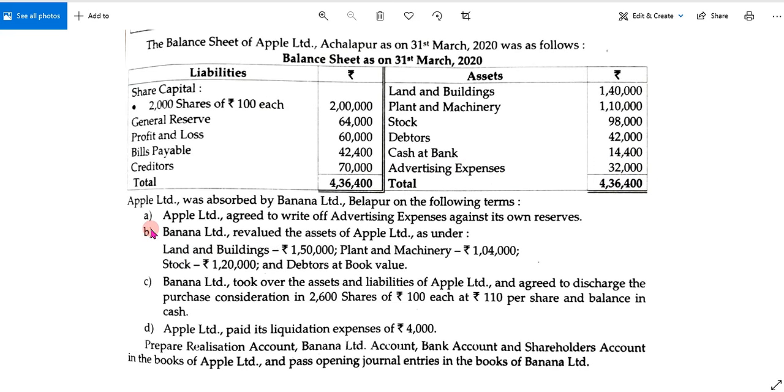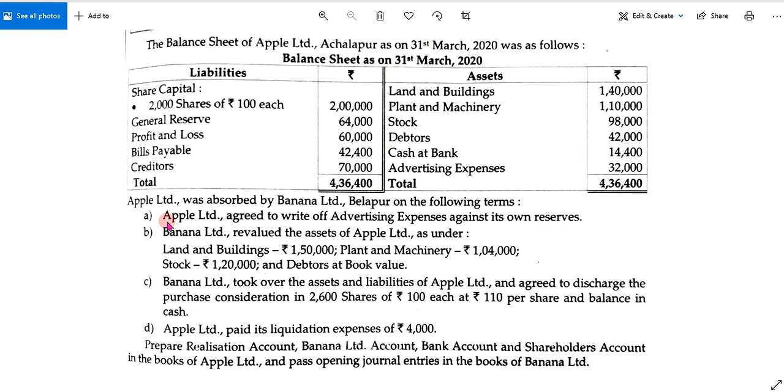Now in additional information, it is given that Apple Limited was absorbed by Banana Limited, Belapur, on the following terms. So Apple Limited was absorbed, means absorption was done by Banana Limited. That means Apple Limited is a selling company and Banana Limited is a purchasing company. The terms and conditions of absorption are as follows. A. Apple Limited agreed to write off advertising expenses against its own reserves.